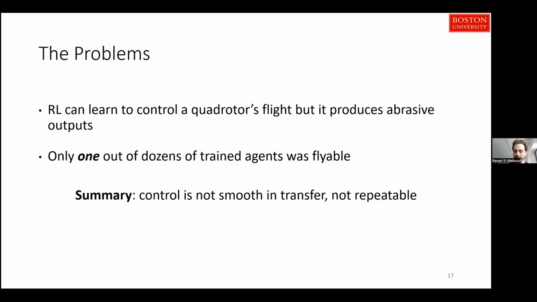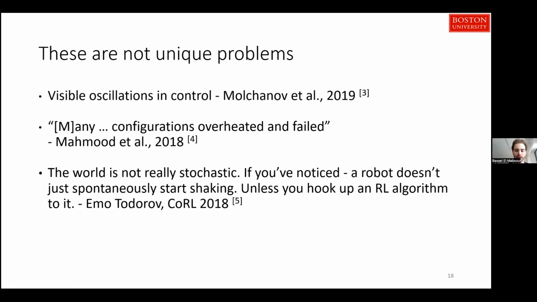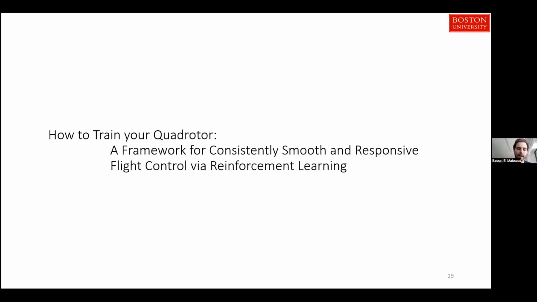And this is not a problem that appears only in this scenario. It's something that has been documented in multiple papers, and it appears across different domains. People doing reinforcement learning on arm control, people doing reinforcement learning on trying to fly helicopters. It's all over the place. And why is that so? I'll get into that. And I'll get into how we solved that problem and how to train your quadrotor, which is the first paper we did in trying to attack these issues.